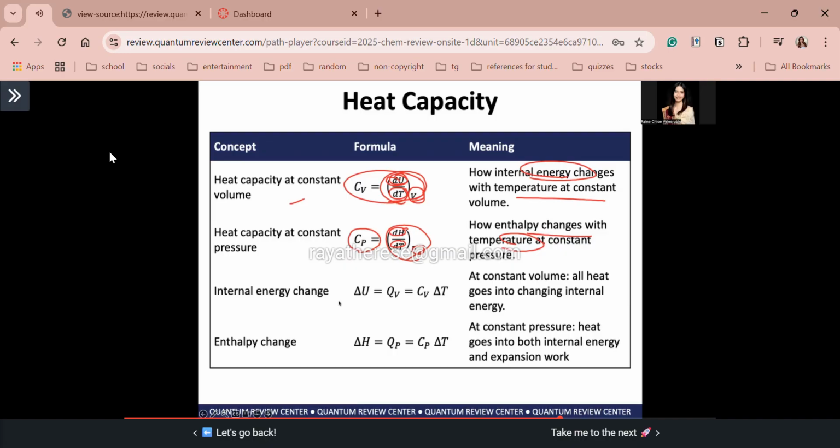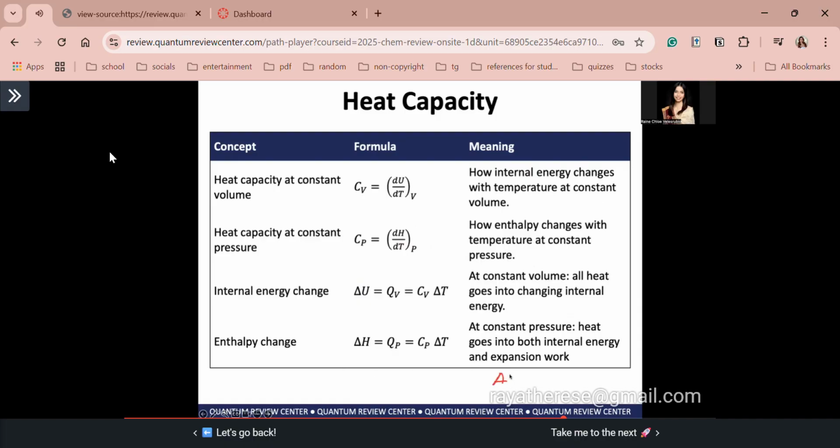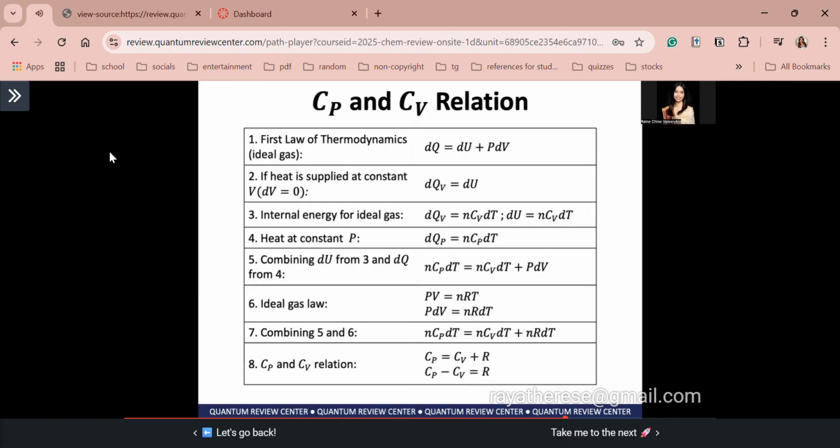Now, the internal energy change can also be correlated to the heat capacity. Diba? Na-derive natin ito kanina. So, delta U is just equal to the heat at constant volume, which is equal to Cv delta T. So, this can also be nCv delta T or nCp delta T, depending, guys, kung may moles yung given problem. So, meaning lang ito, guys, at constant volume, all heat goes into changing internal energy. Pag enthalpy change naman, delta H is equal to the heat at constant pressure, which is equal to nCp delta T. So, at constant pressure, heat goes into both internal energy and expansion work. Because, again, delta H is equal to delta U plus P delta V. Okay? That's why heat goes into both internal energy and expansion work. Now, let's derive how we can determine the Cp and Cv relation.